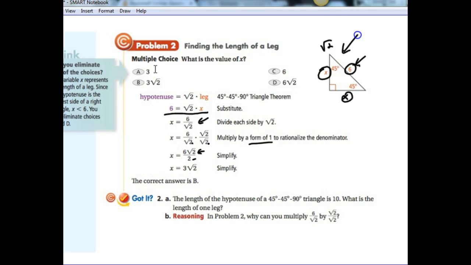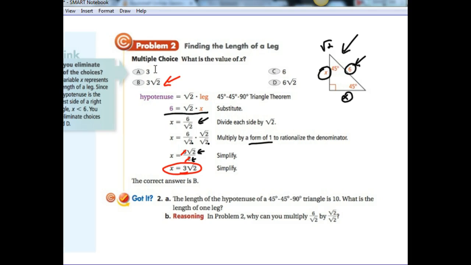The square root of 2 times the square root of 2 becomes square root of 4, which translates into just a regular 2 here. So then the 2 here will cancel with the 6, and that's where the 3 comes from. So my answer actually becomes x equals 3 square roots of 2. So the answer would be choice B right here, if you had a multiple choice question.